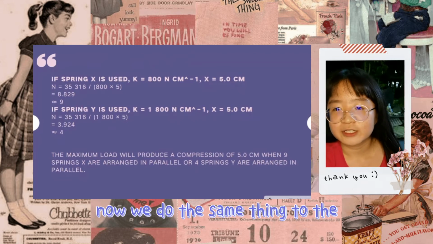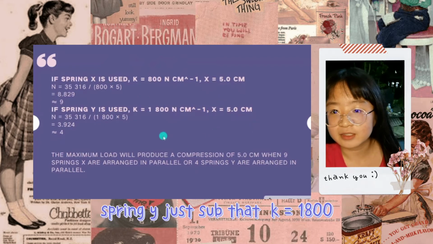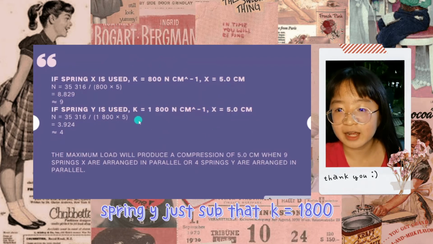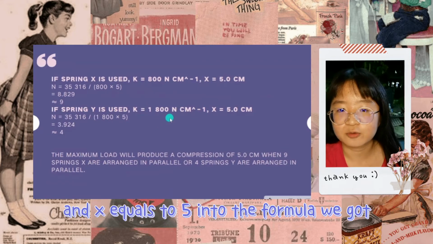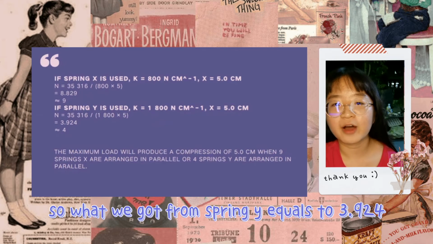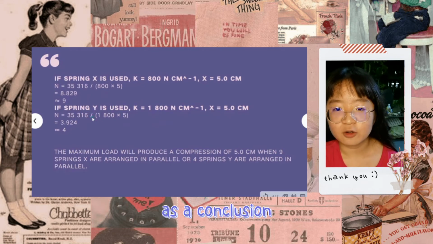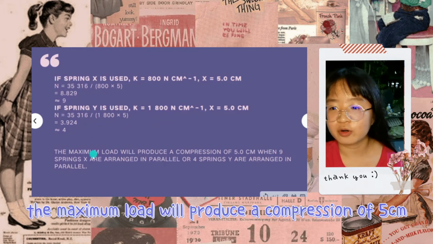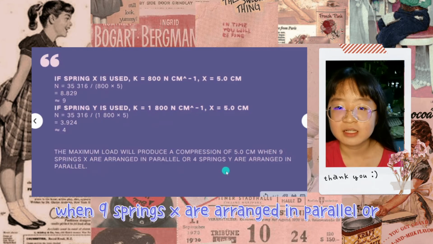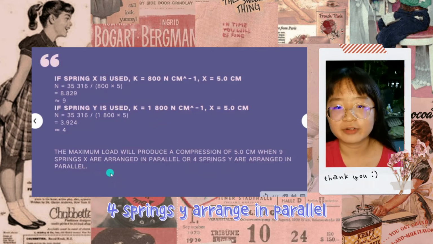Now we do the same thing for spring Y. Just substitute k equals 1,800 and x equals 5 into the formula we got. What we got for spring Y is 3.924, which after rounding off is 4. As a conclusion, the maximum load will produce a compression of 5 cm when 9 springs X are arranged in parallel or 4 springs Y are arranged in parallel.